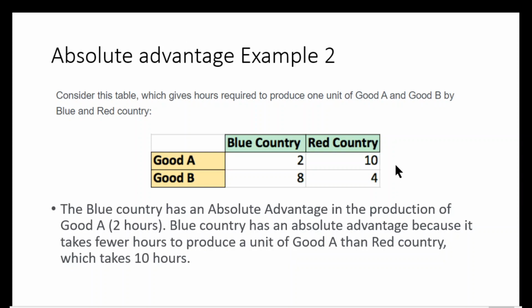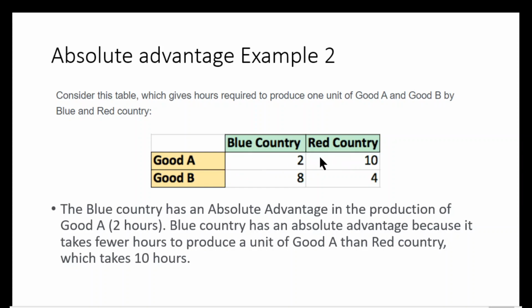Another example, we have blue country and red country. So this table gives us the information on the number of R's in order to make good A and good B. Again, number of goods here would be only one, but we're looking at the number of R's to produce one unit. So for blue country, it will take 2 R's to make one good A, and red country will take 10 R's to produce good A.